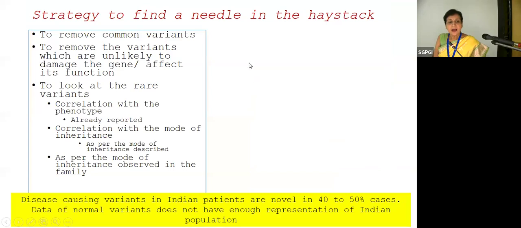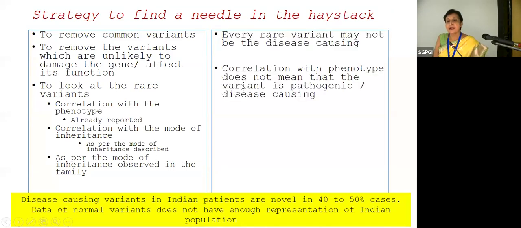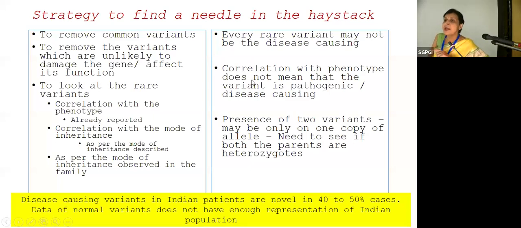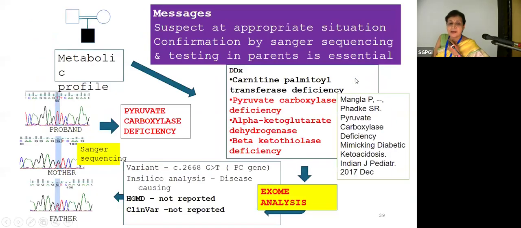So again, as this is a summary, how you analyze the variants and find out the important variant, which is very, very important for your case. It's like a strategy to find a needle in the haystack. And many of the Indian variants are still novel, because we have limited data of Indian variants.